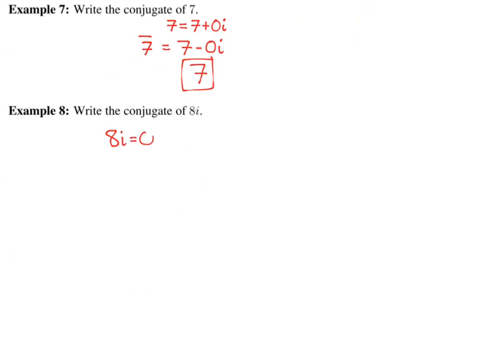Okay, example 8, the conjugate of 8i. Now, 8i is 0 plus 8i. Got to put the real part first, the imaginary part second. So then its conjugate is 0 minus 8i. Oh, so its conjugate's just negative 8i. So if the number is just straight imaginary with no real part, its conjugate is the opposite. Whereas, in example 7, if the number itself is real but no imaginary part, its conjugate is the same thing. So you can either kind of just know the process, or you can memorize the rules. Either way, you're good.